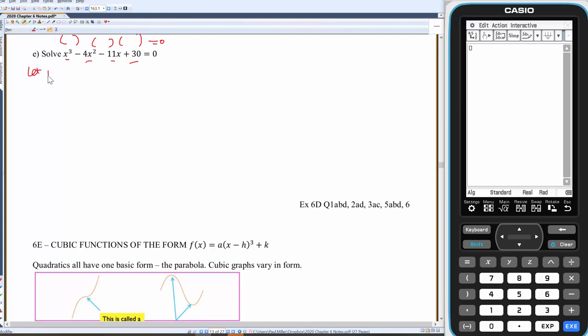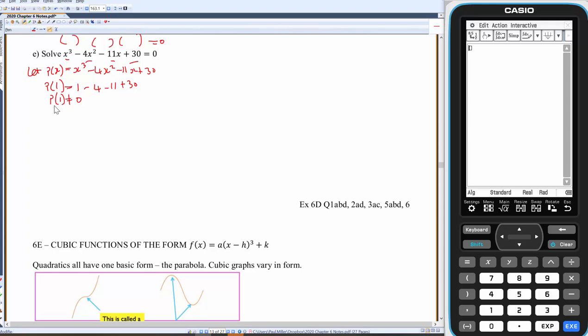So I'm going to say let p of x equal x cubed, take 4x squared, take 11x plus 30. And I'm going to search for a linear factor. So I'm going to try p of 1 first of all. It's going to be 1, take 4, take 11 plus 30, which clearly is not 0. P of 1 is not equal to 0.